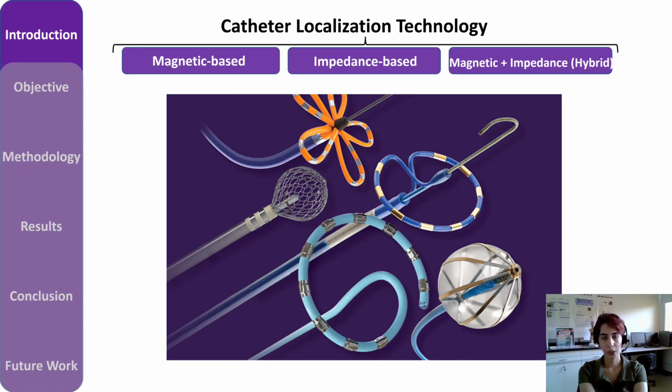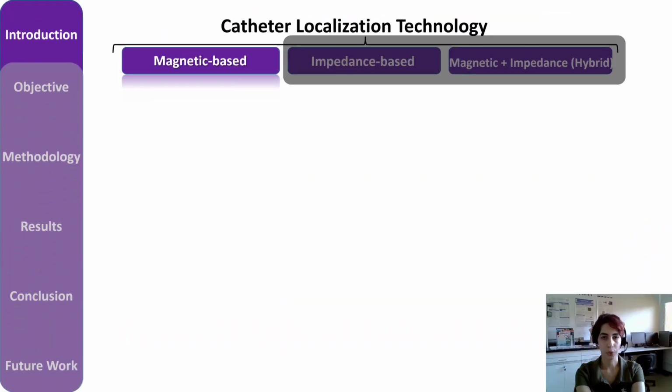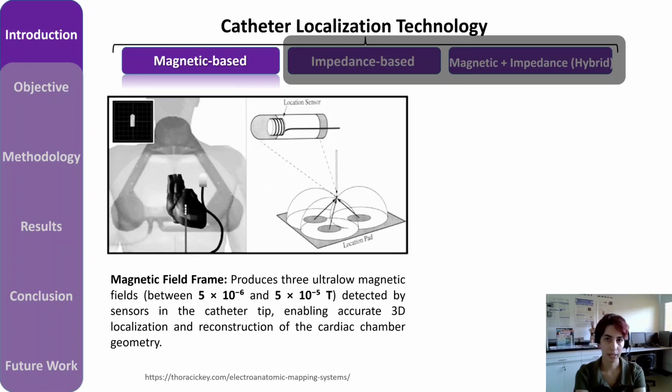Now I'm going to talk about catheter localization technologies. The first one is magnetic-based. How does this technology work? We use a magnetic field frame under the table of the patient, and it produces 3 ultra-low magnetic fields between this value, which are detected by a sensor in the tip of the catheter. This enables accurate 3D localization and reconstruction of cardiac chamber geometry.